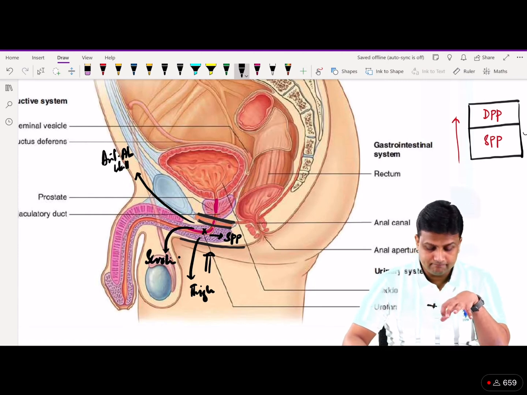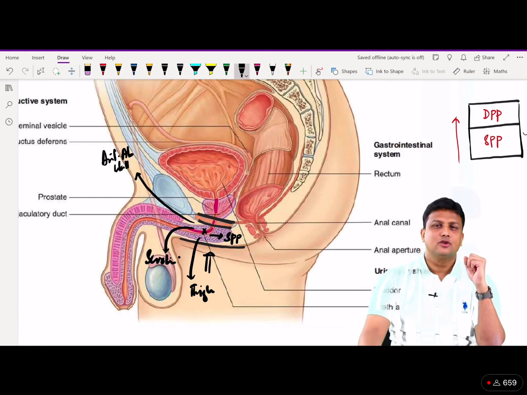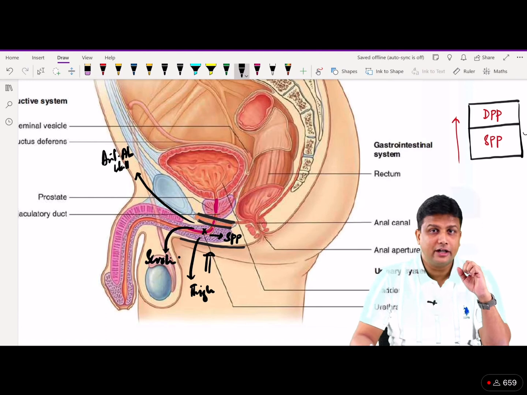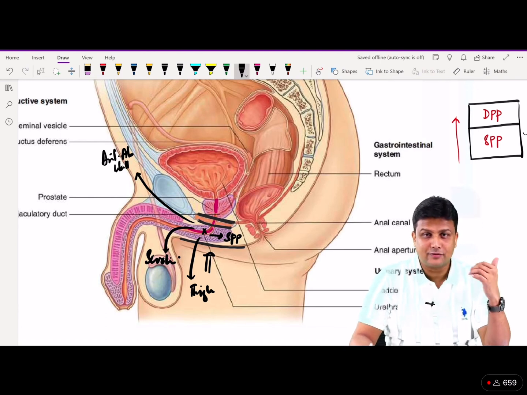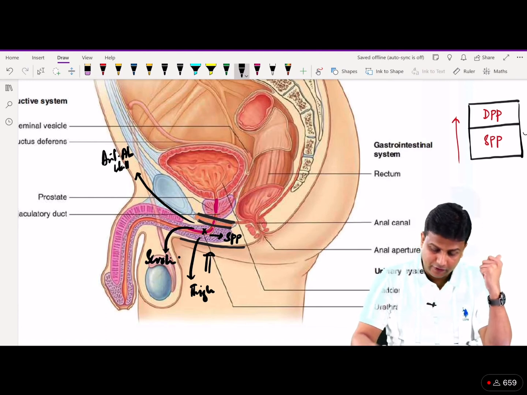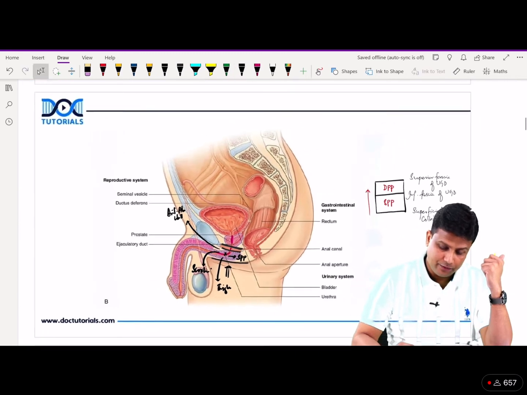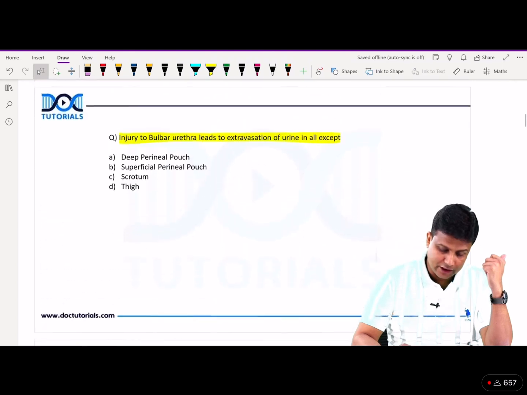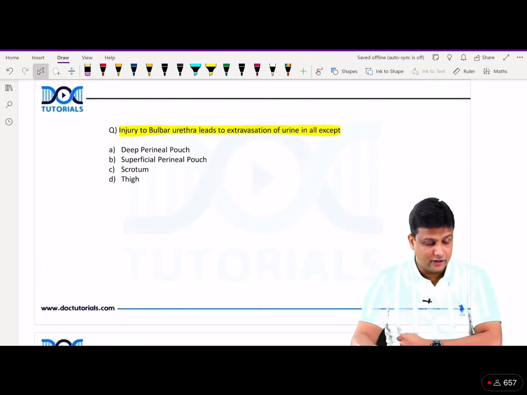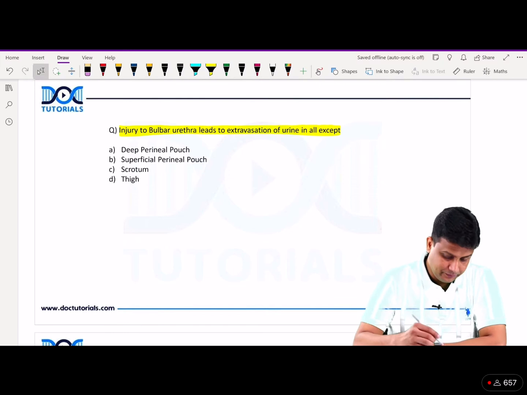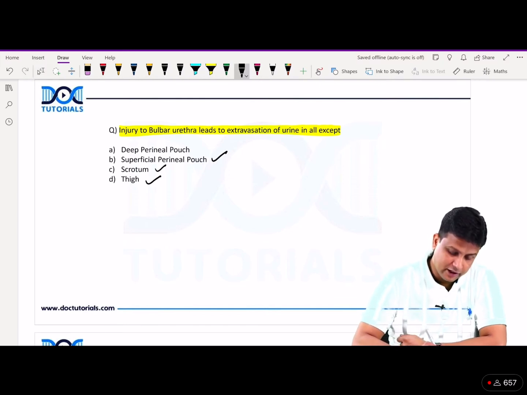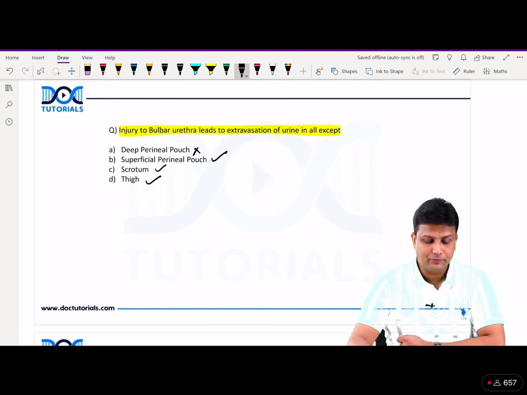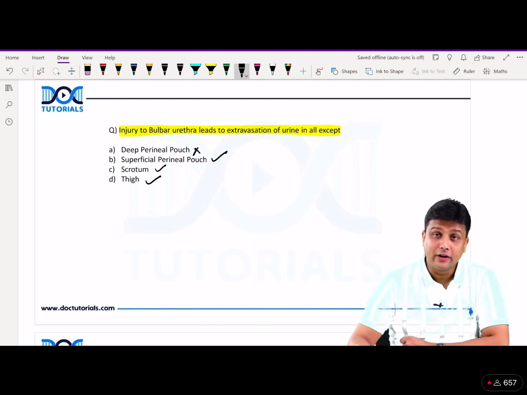So you can clearly see here in the diagram, the fascia is actually continuous there. So the urine will extravasate out into the superficial perineal pouch, into the thigh, into the scrotum, as well as the anterior abdominal wall. Fine. Now once you have understood this concept, welcome back to our question, guys. Injury to bulbar urethra leads to extravasation of urine in the superficial perineal pouch, into the scrotum, into the thigh, but not into the deep perineal pouch.